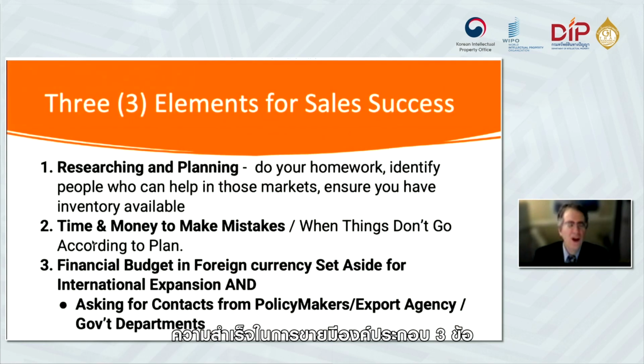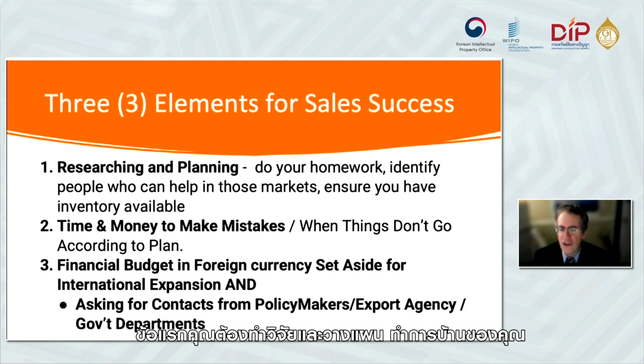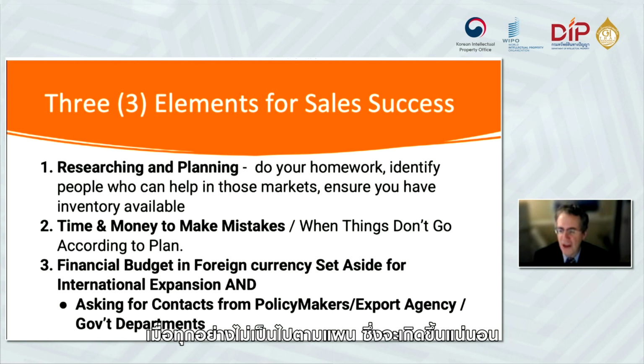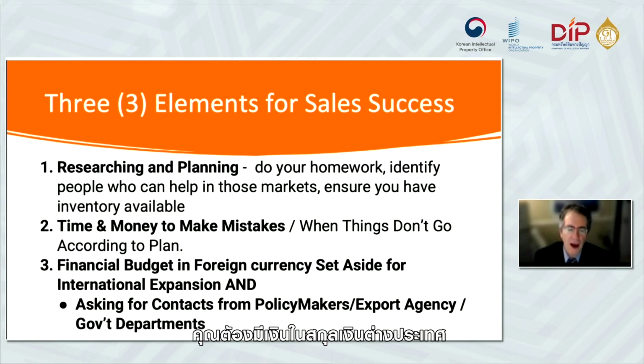Okay, so there are 3 elements for sales success. Obviously, you want to research and plan, do your homework, identify people who can help in the markets you want to go into, and you also have to make sure that you have inventory available, okay? You need time and money to make mistakes, especially when things don't go according to plan, and they will. And then you need a budget in foreign currency set aside for international expansion.